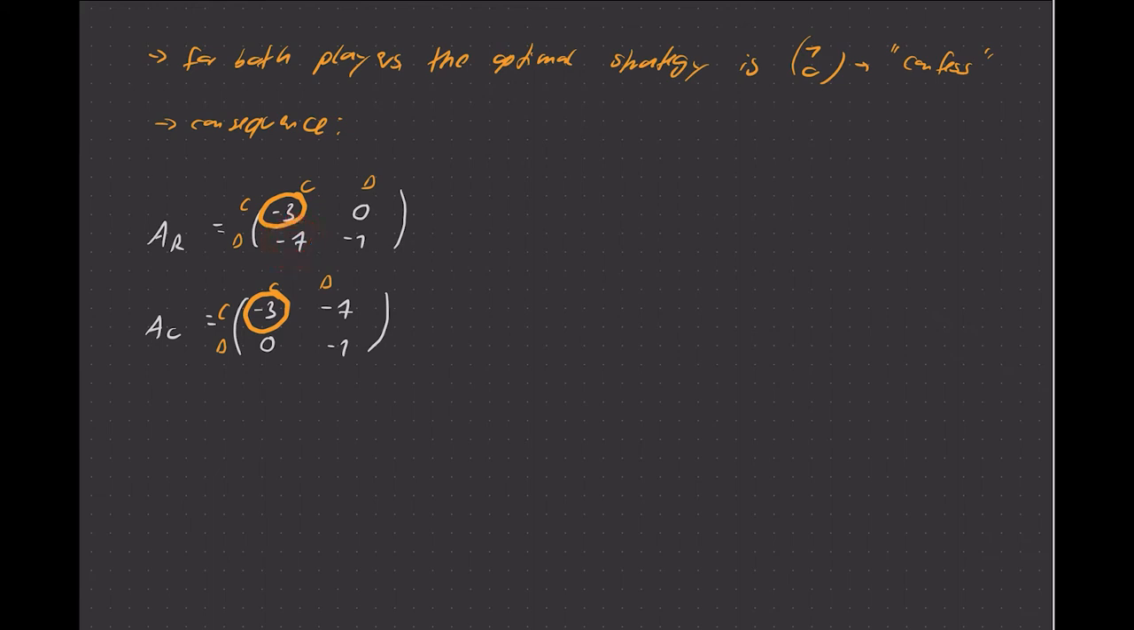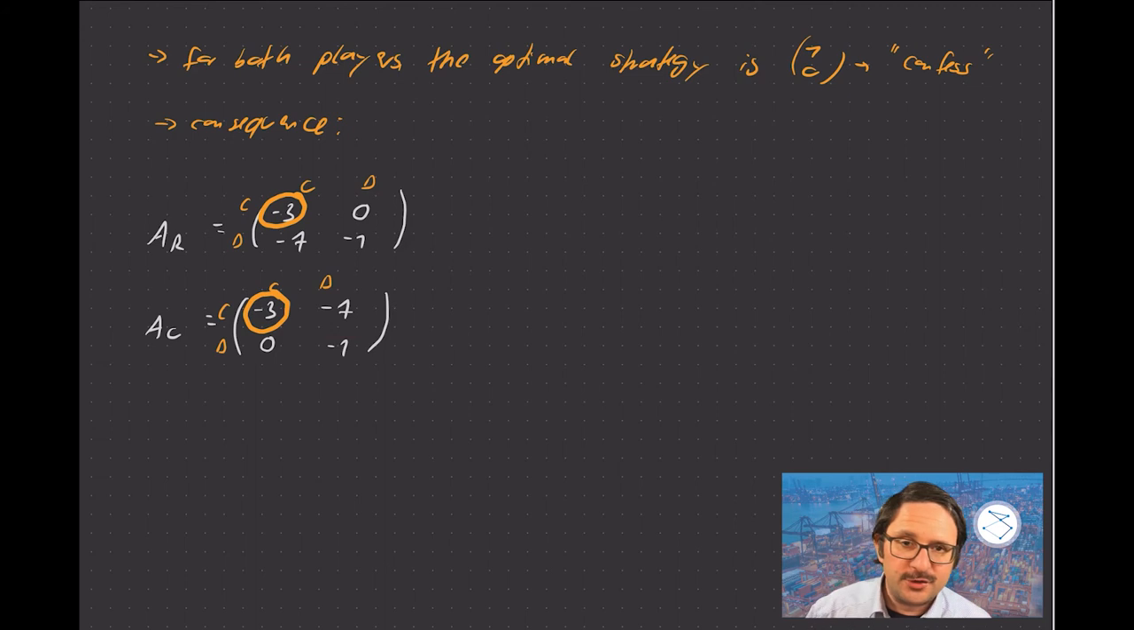How about column? If we're in this point, would it be preferable for column to switch to a different strategy, to deny? Now you can see here, if column would switch to deny, then she'd get a payoff of minus 7. So she would go to jail for 7 years instead of just 3. So no, column will not change the strategy. That means this point is in equilibrium, in the sense that both will select this and no one will want to deviate from that point.